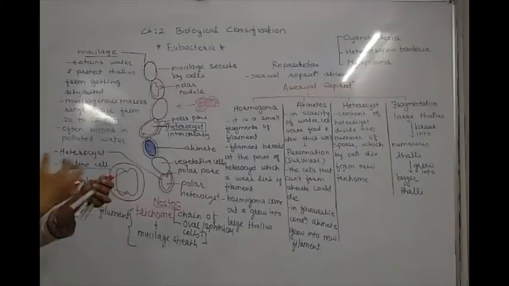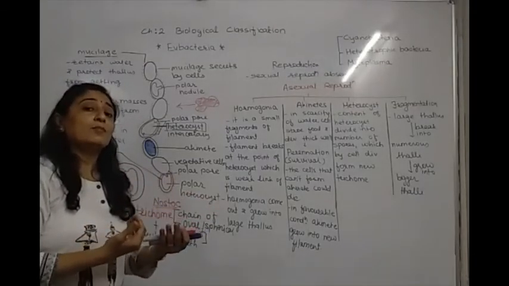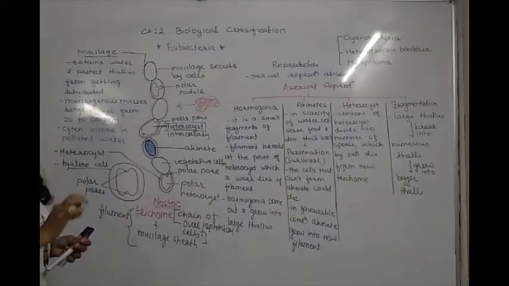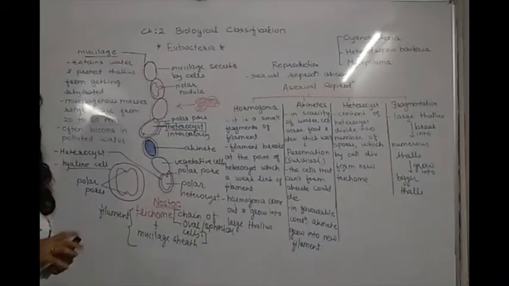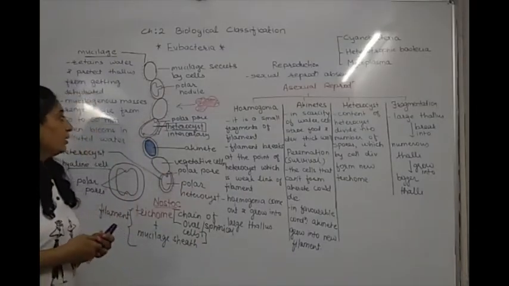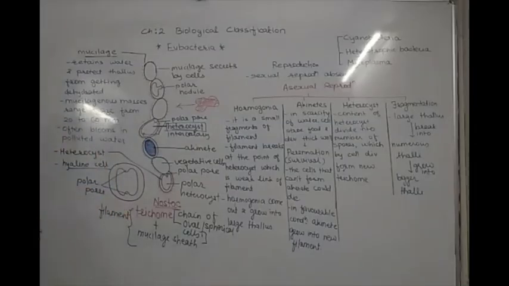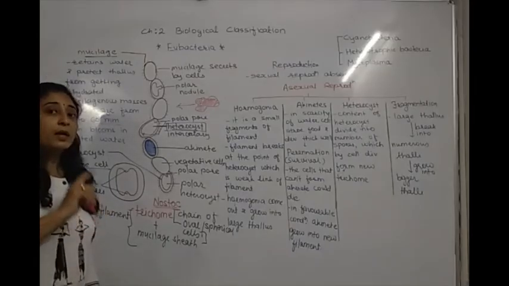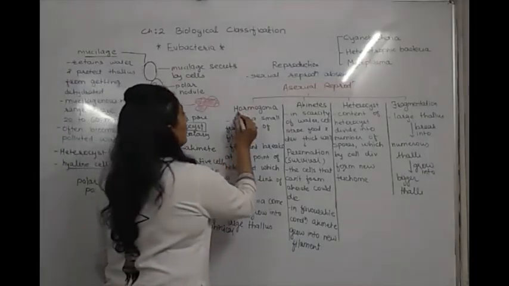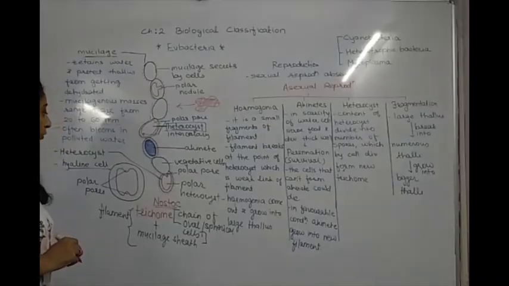This polar pore is responsible for the movement of substances to the surrounding cells. Moreover, heterocysts are not always present in cyanobacteria. For example, in Oscillatoria heterocysts are not found, but in Nostoc heterocysts are found. Basically, the heterocyst has two functions. It is a nitrogen fixing structure and it helps in asexual reproduction through the formation of hormogonia.